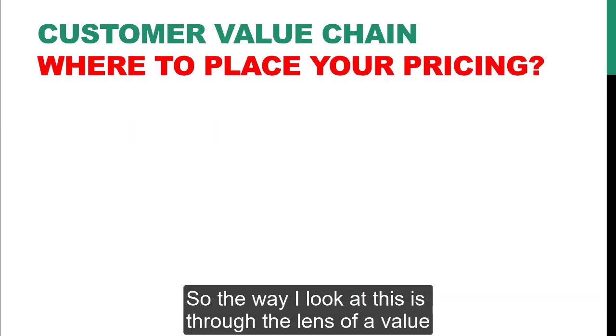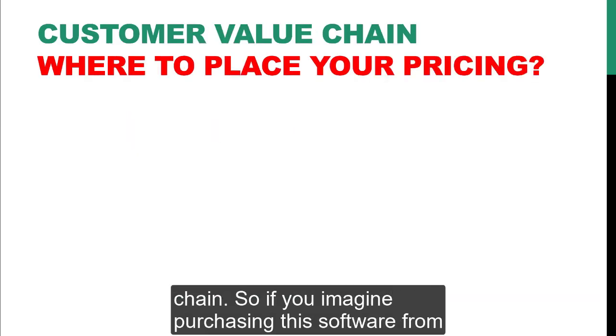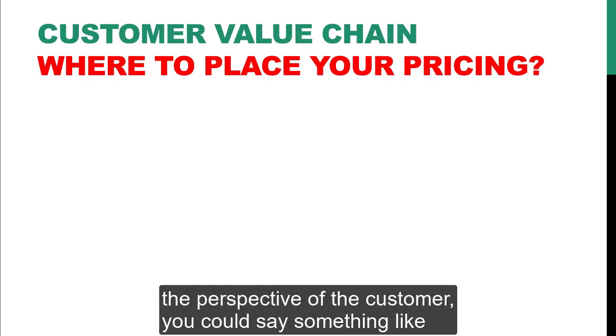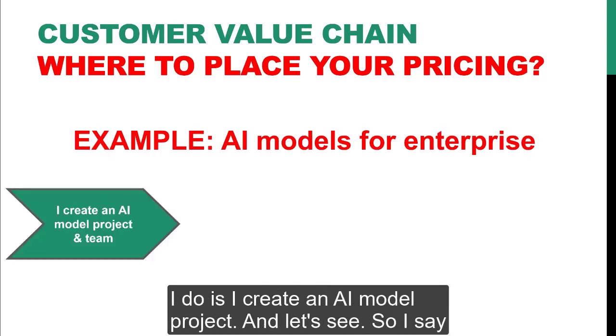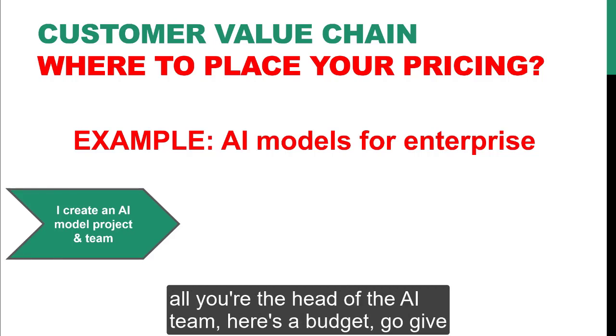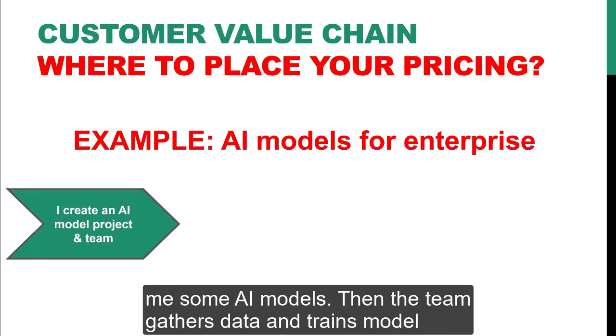So the way I look at this is through the lens of a value chain. If you imagine purchasing this software from the perspective of the customer, you could say something like this. Well, if I'm a bank and I want to do AI, the first thing I do is I create an AI model project and a team. So I say, well, you're the head of the AI team. Here's a budget. Go give me some AI models.